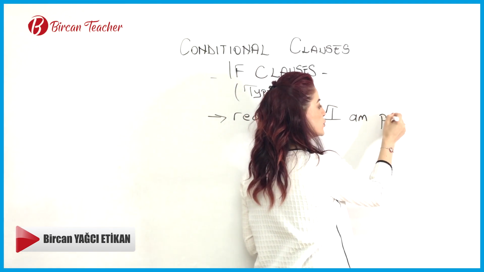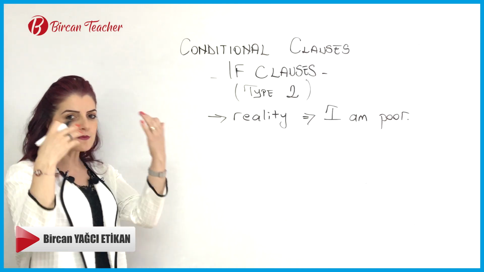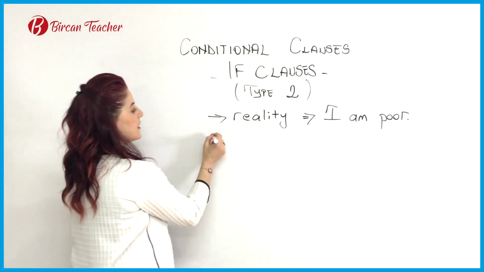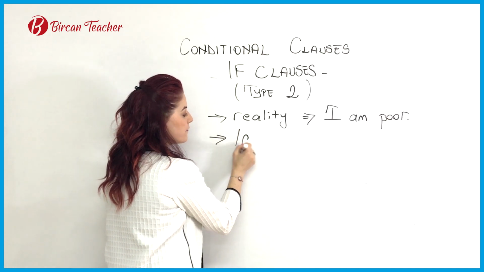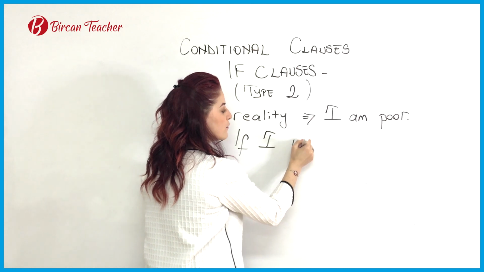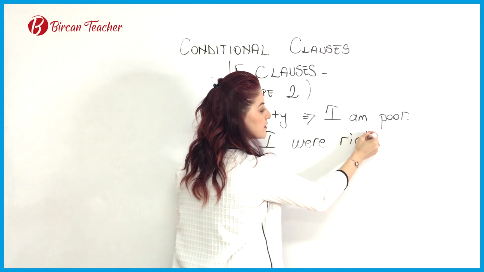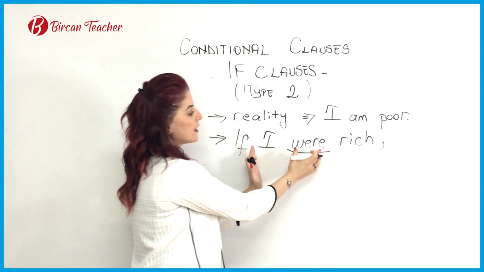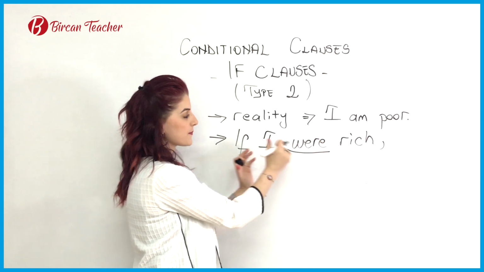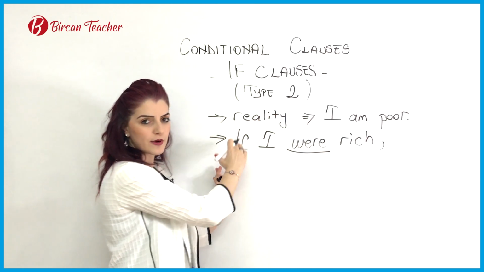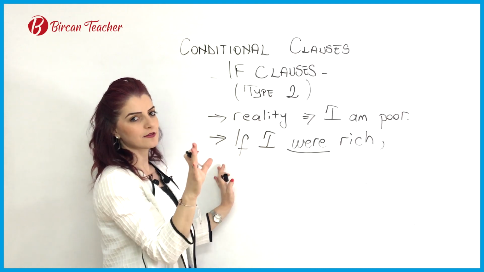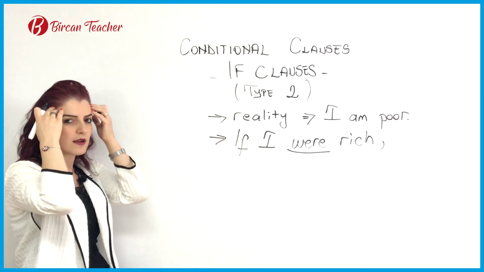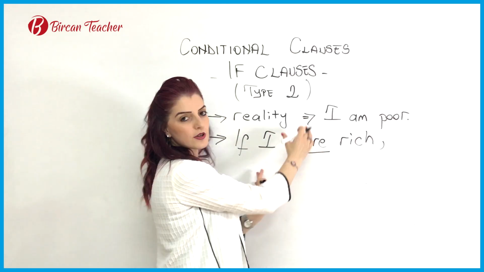I am poor. What is my imagination? What is my dream maybe? If I were rich. So, after if, when I use simple past tense, I am imagining this situation. The reality is, you are not rich. You are just thinking about it and giving some imagination in your mind, you were rich.